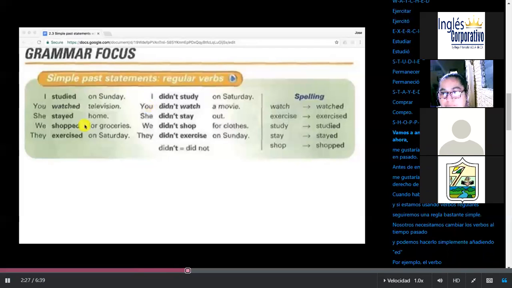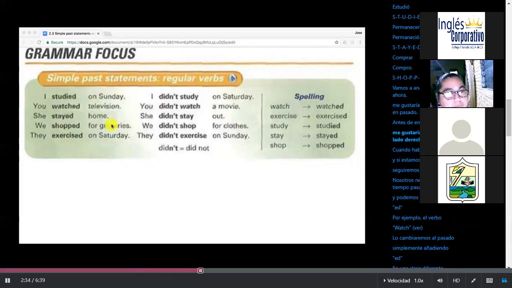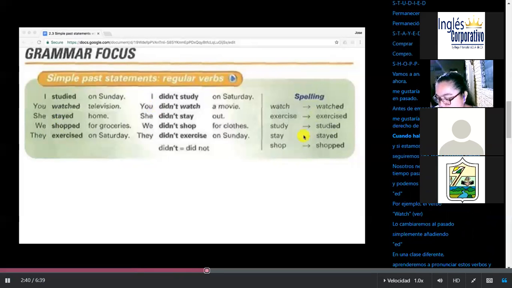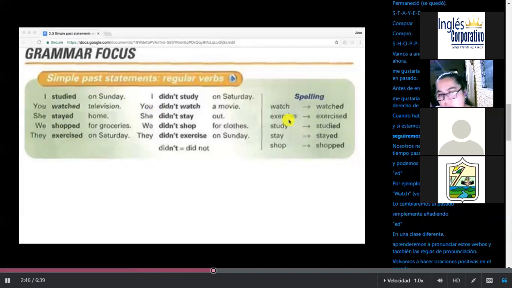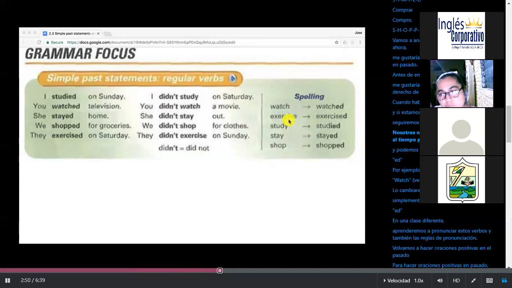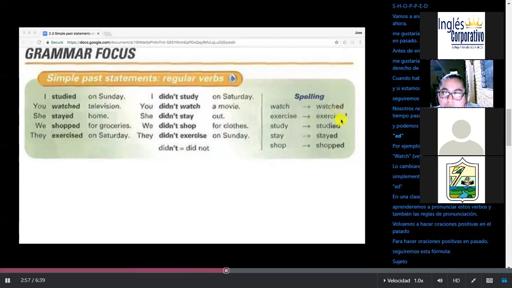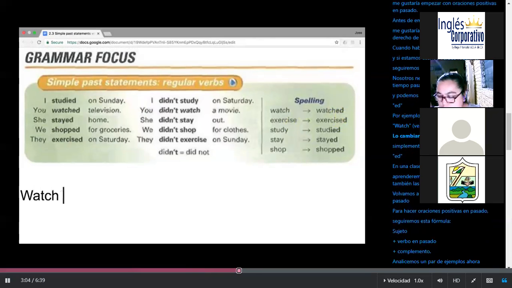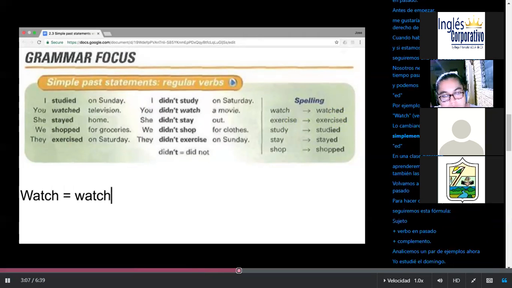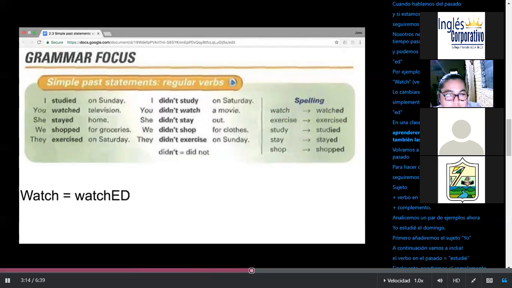Let's analyze the examples on the chart now. I would like to get started with positive statements. Before I start though, I would like to point out the verbs towards the right-hand side of the chart. When talking about the past, and if we're using regular verbs, we will follow a quite simple rule. We need to change the verbs to the past tense, and we can do this by simply adding ed. For example, the verb watch. We will change it to the past by simply adding ed.